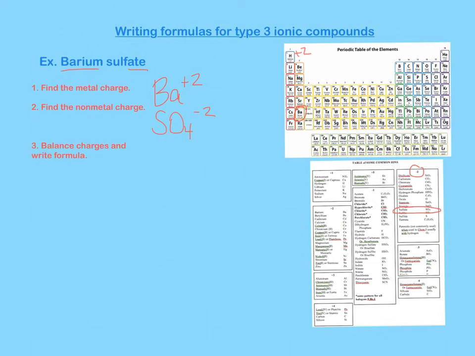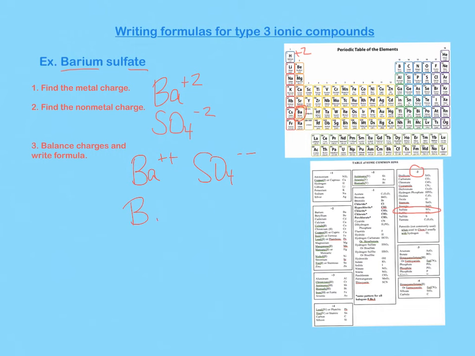Now that I have my metal charge and my non-metal charge, I can balance out my charges in order to write the formula. So I'm just going to write out all of the pluses. So I have barium that has a +2 charge. I have SO4, which has a -2 charge. So I have 2 pluses, 2 minuses. Everything's balanced. So I don't need to add any more.